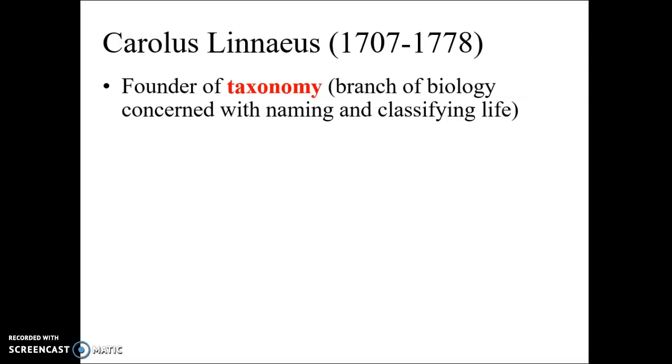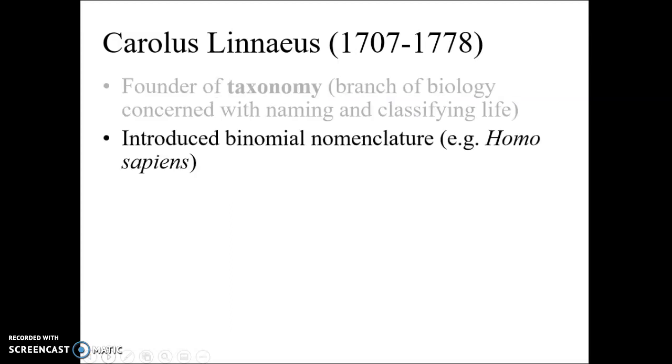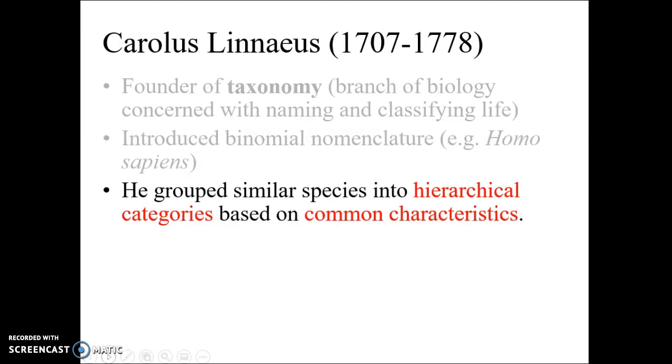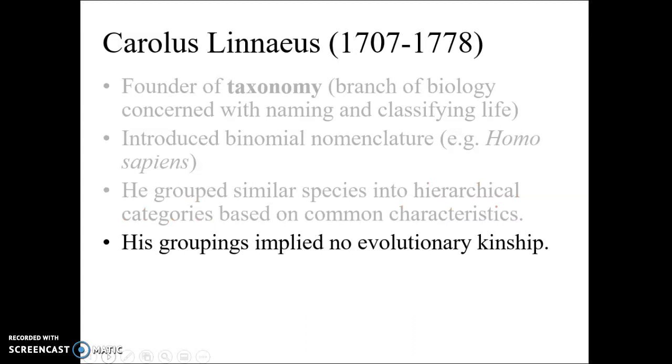evolution. The first is Carlos Linnaeus. Carlos Linnaeus was the founder of taxonomy, and taxonomy is a way of classifying organisms. He introduced a naming system called binomial nomenclature. For example, our scientific name is Homo sapiens. The first word, Homo, means the genus, and we share a genus with other closely related organisms, while sapiens refers to our species name. He grouped these similar species into hierarchical categories based on common characteristics, and his groupings, though, implied no evolutionary kinship. And we'll talk more about this later when we talk about classification.